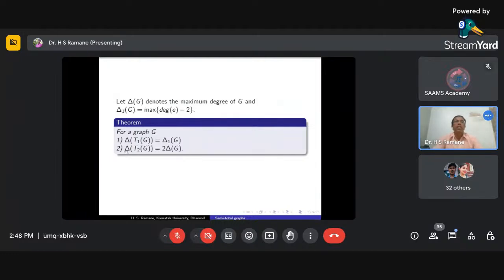So for any graph G, the maximum degree of the semi-total line graph is delta 1 G, that is, the maximum of the degree of E minus 2. And the maximum degree of the semi-total point graph is twice the maximum degree of G.